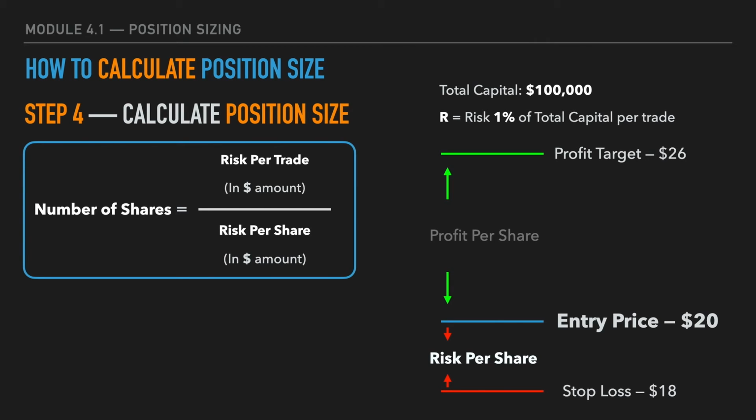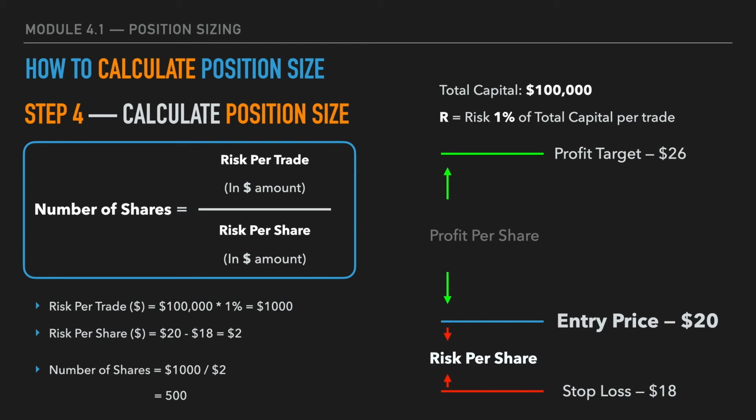Let's say your total current capital is $100,000 and you decide to risk a fixed 1% of your total capital per trade as your R multiple. Your entry price is $20. You set your stop loss at $18. So how many shares should you buy in one trade in this situation?